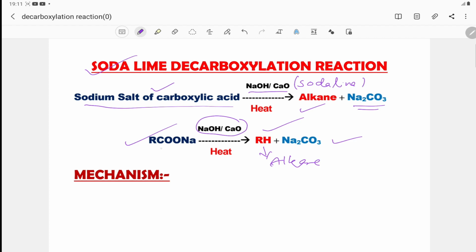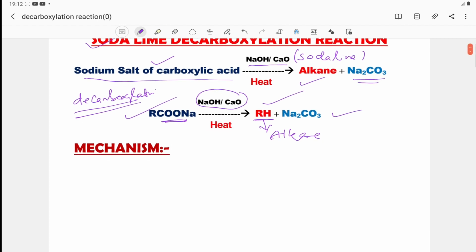Here carbon dioxide is lost from the sodium salt of carboxylic acid and produces RH. As the loss of CO2 takes place, that is called decarboxylation: loss of carbon dioxide from the sodium salt of carboxylic acid due to the presence of sodium hydroxide and calcium oxide. Let us discuss the mechanism of these soda lime decarboxylation reactions.